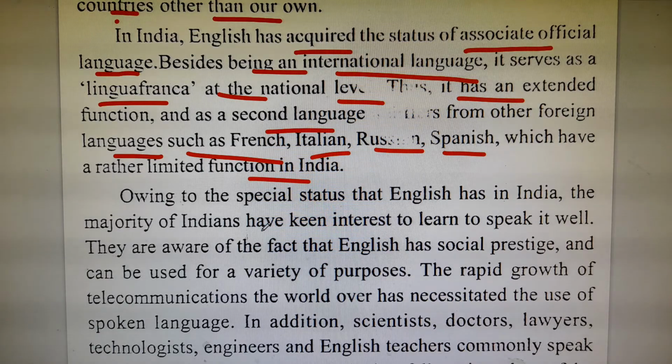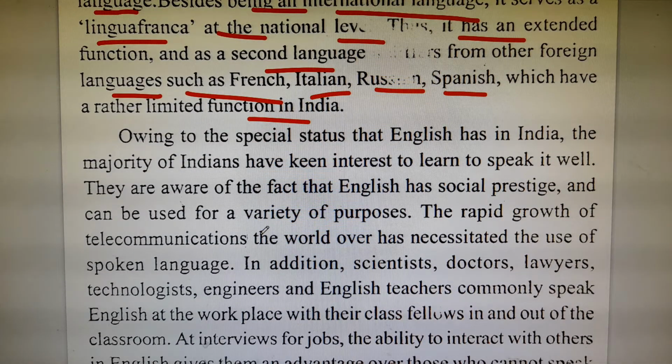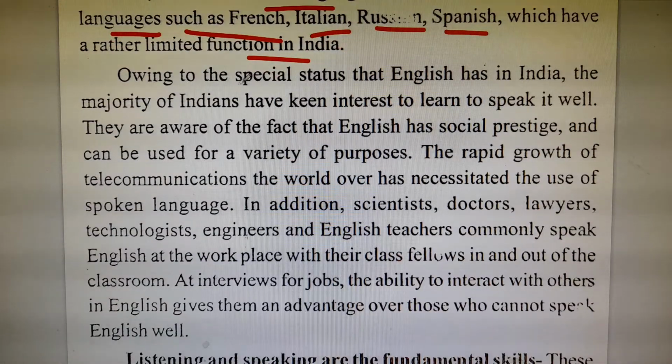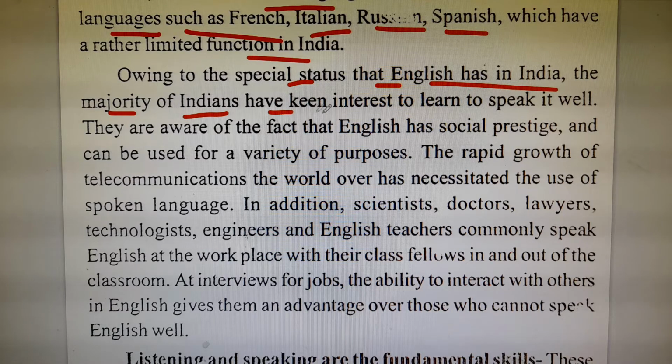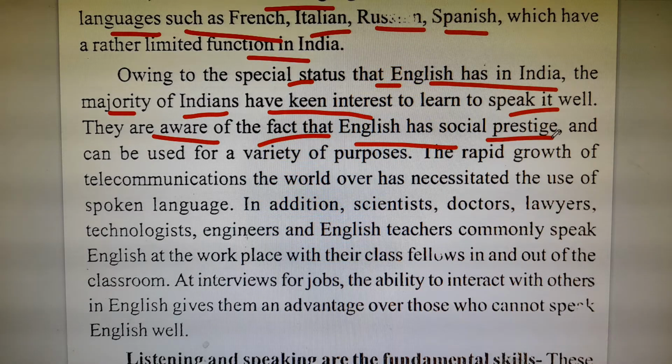Owing to the special status that English has in India, the majority of Indians have keen interest to learn to speak it well. They are aware of the fact that English has social prestige and can be used for a variety of purposes.